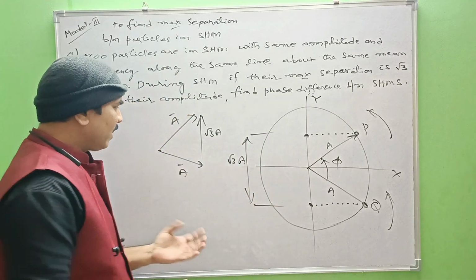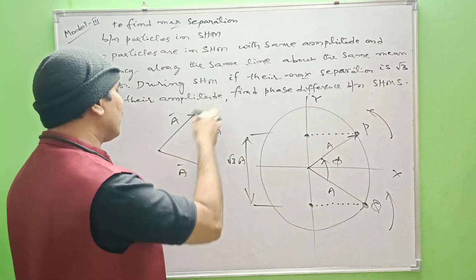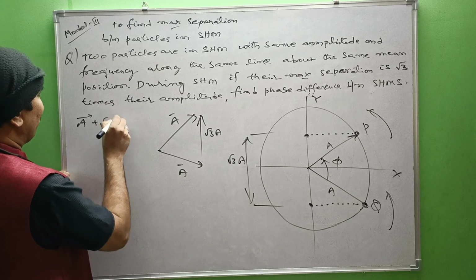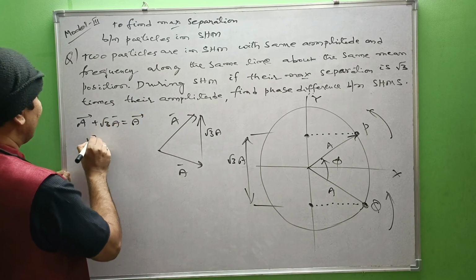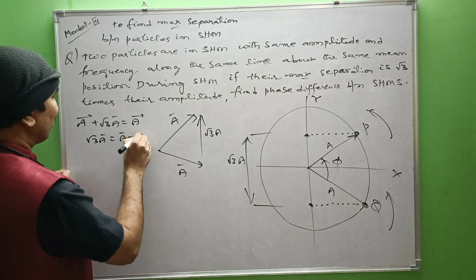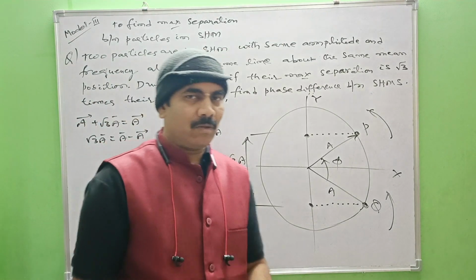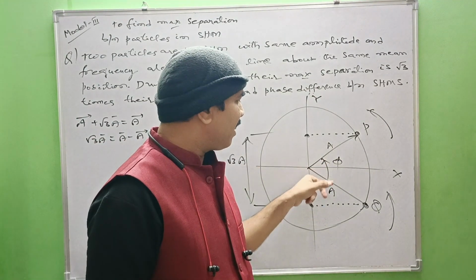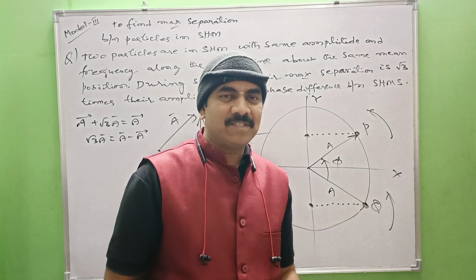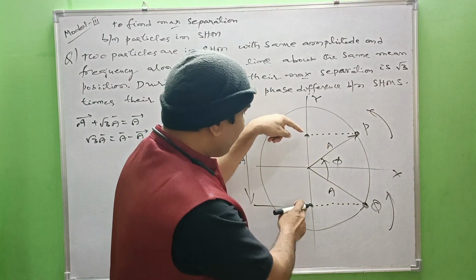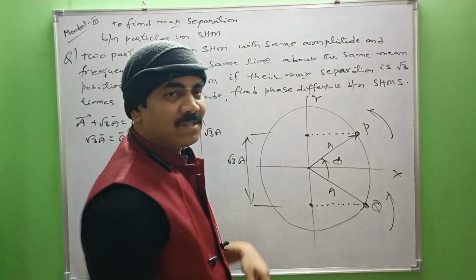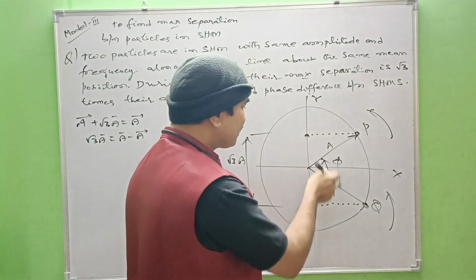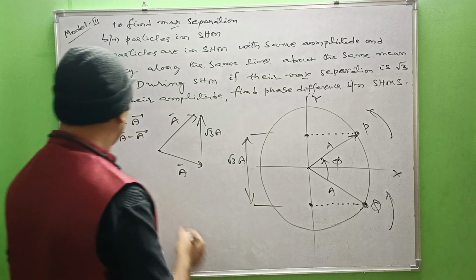Now as per the vector law of addition, see here, A bar plus root 3 A bar equals A bar. That is, root 3 A bar equals A bar minus A bar. A bar minus A bar, is it 0? No. If both are acting in the same direction, then A bar minus A bar equals 0. But here A bar and A bar are inclined at an angle, pi. That's the phase difference between the particles when the maximum separation between them is root 3 times their amplitude. So A bar minus A bar can't be 0. Why? Because there is some angle between A bar and A bar, so we should not cancel both.